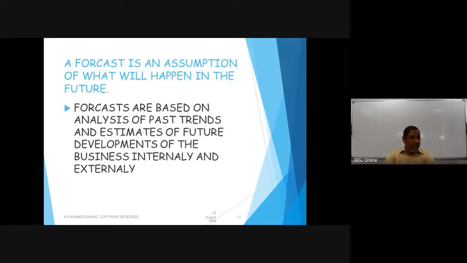Forecasts are based on the analysis of past trends and the estimate of future development of the business, internally and externally. This is what we have been talking about all this time. Past trends will be continued as they are. For the past trend to continue for the next few years, the external environment should be constant, should not change. But this never happens. The external environment and the business, internally and externally, are always changing. Therefore, the estimates have to be changed accordingly.